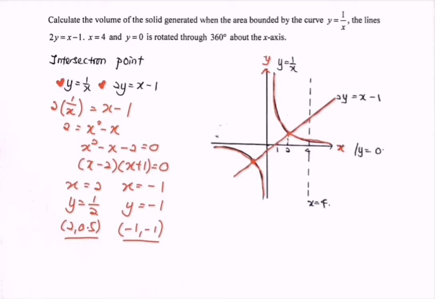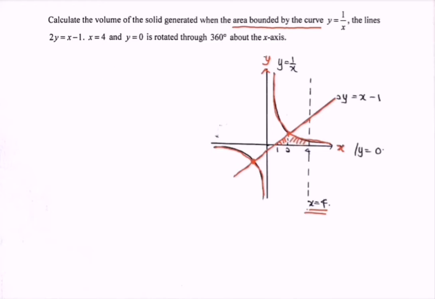Okay, so let's proceed. They said the area bounded by the curve y equals 1 over x, the line 2y equals x minus 1, x equals 4, and y equals 0. So where is the region? Here will be the region. Now what we have to do is to list down the formula. Here we have part A and here we have part B.